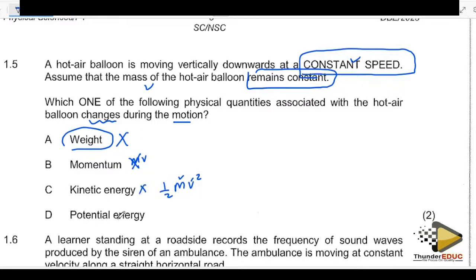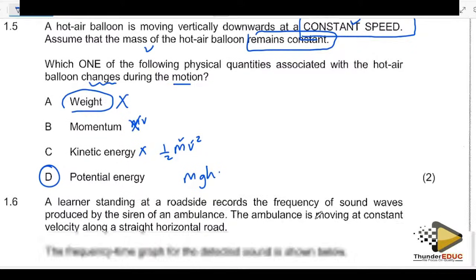What about potential energy? We know that potential energy is mass, gravitational acceleration, and the height. The mass, acceleration due to gravity, and then the height. So the height will keep on changing. There's no way height is going to stay the same. So it's the potential energy that is going to change during the motion.